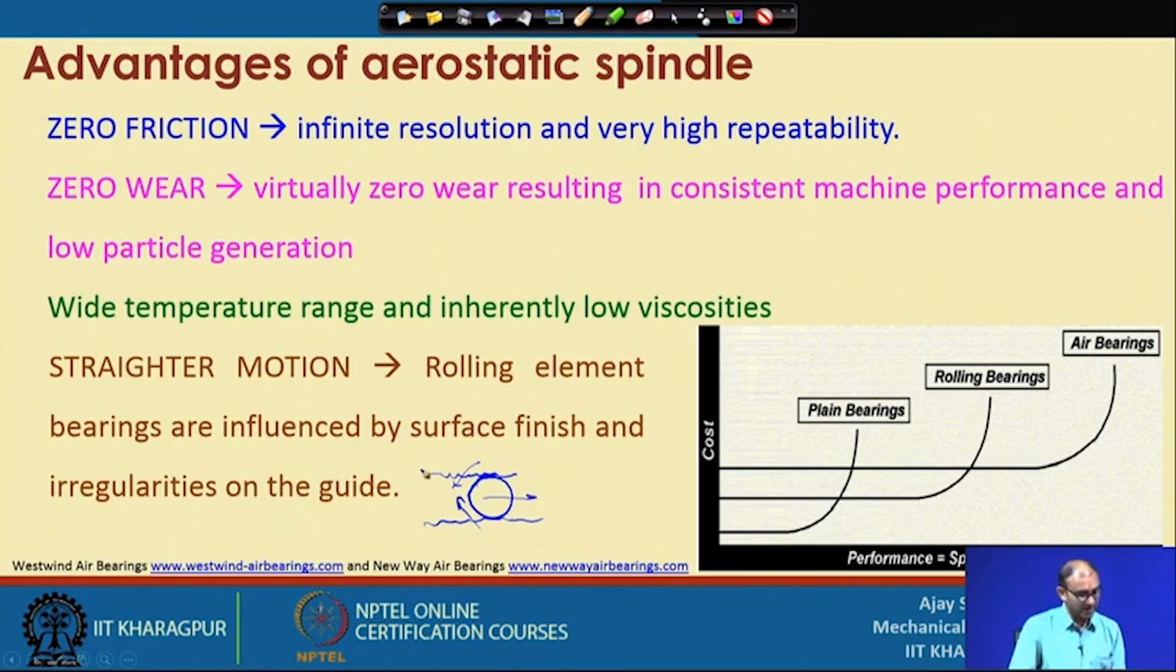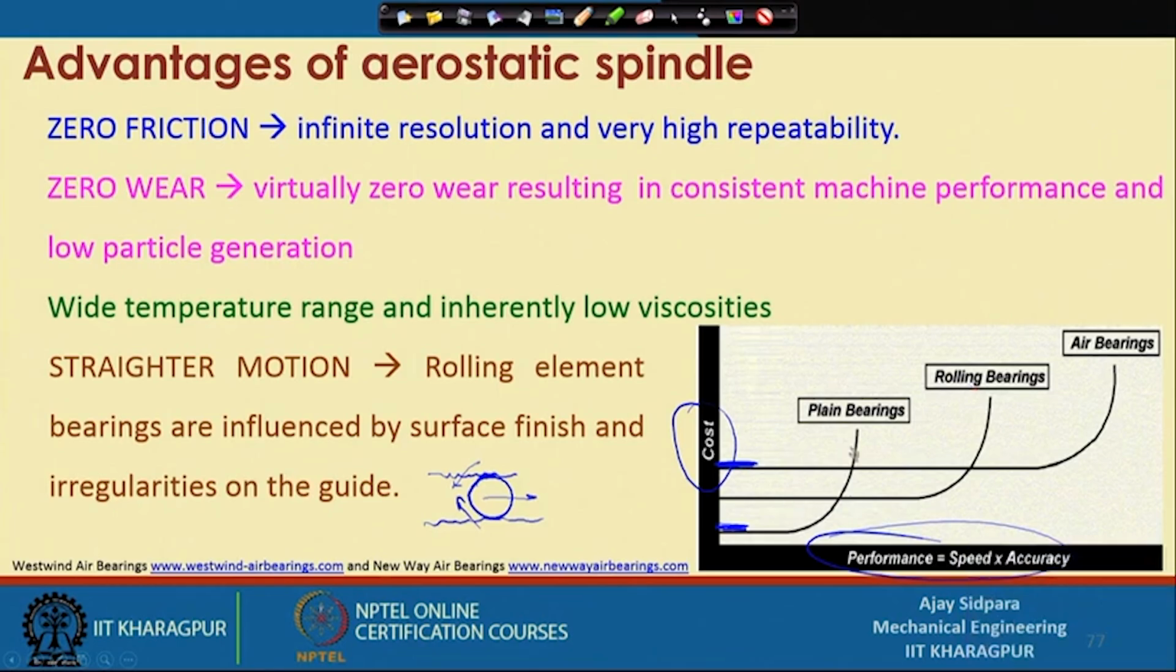That is the advantage. Now, if you see this graph, on the y axis it is cost and on the x axis it is performance. Obviously, the cost of the air bearing is very high, starting from here, and the roller bearing is in between these two. But if you see the performance advantage, speed and accuracy, then it has a limit.